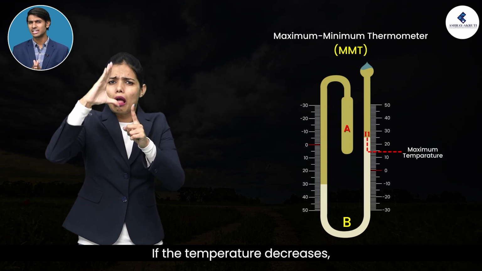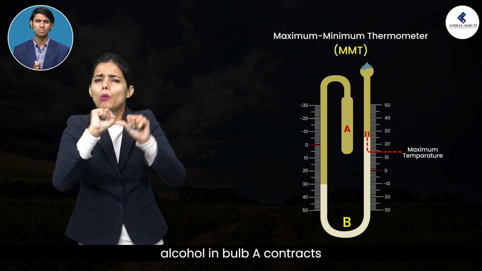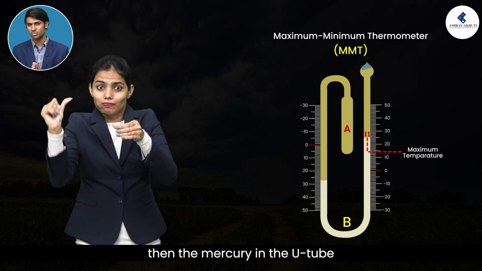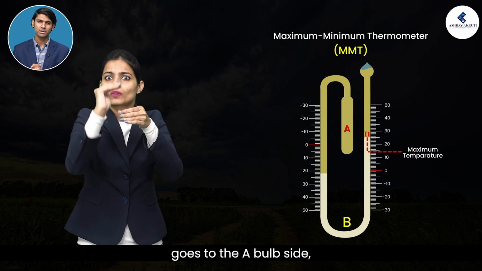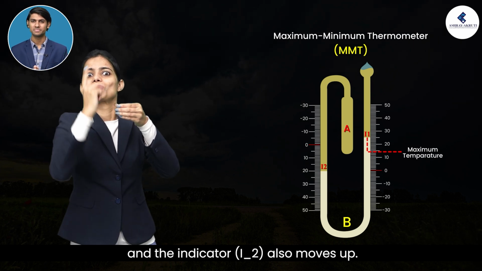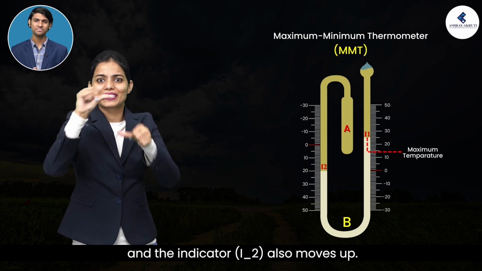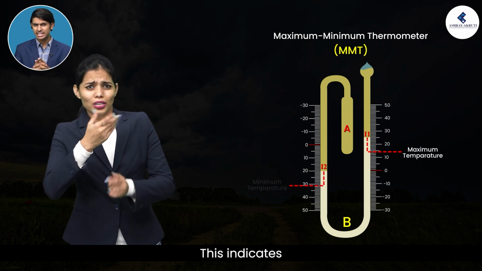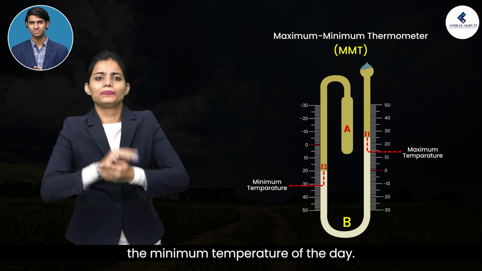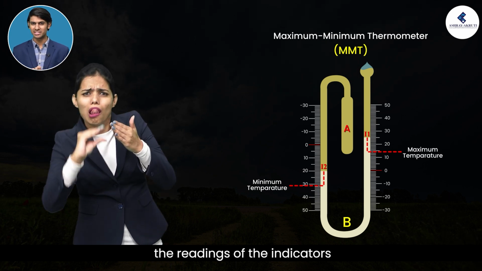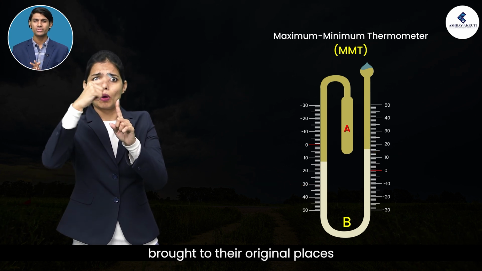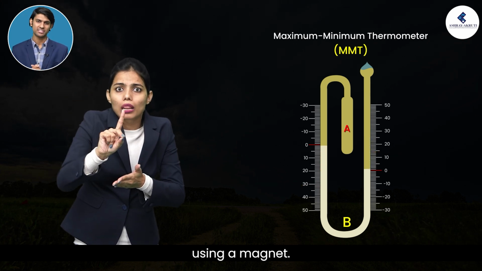If the temperature decreases, alcohol in bulb A contracts, then the mercury in the U tube goes to the A bulb side and the indicator I2 also moves up. This indicates the minimum temperature of the day. After noting down the readings of the indicators I2 and I1, they are again brought to their original places using a magnet.